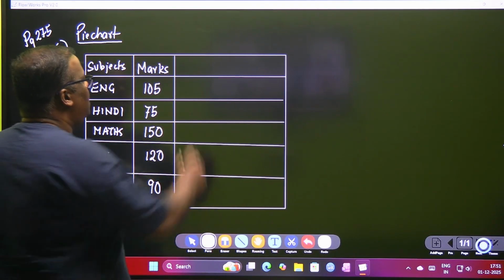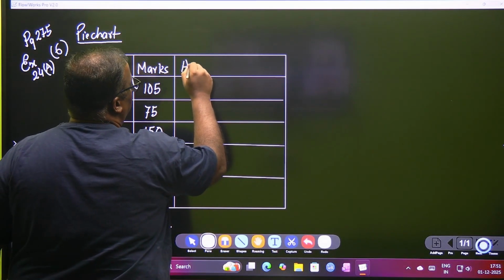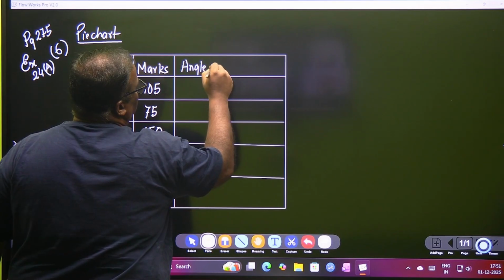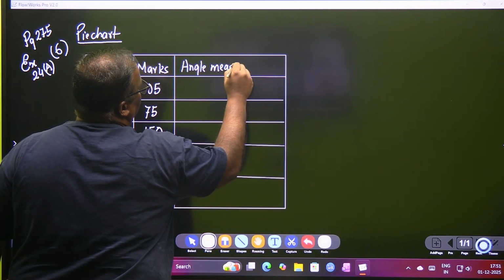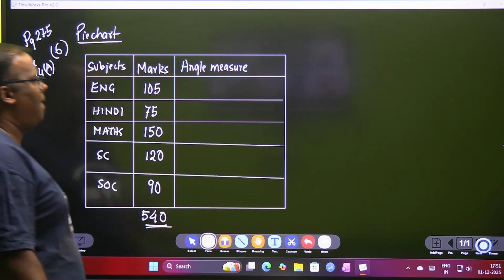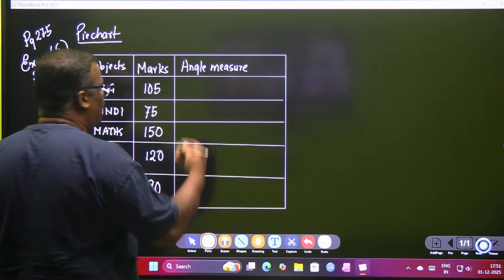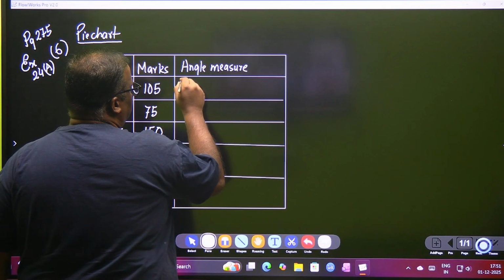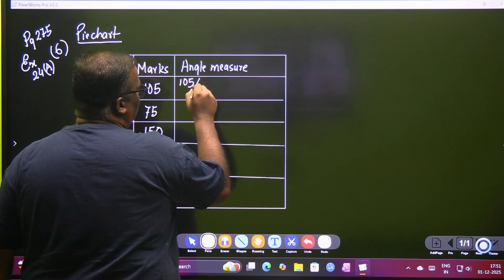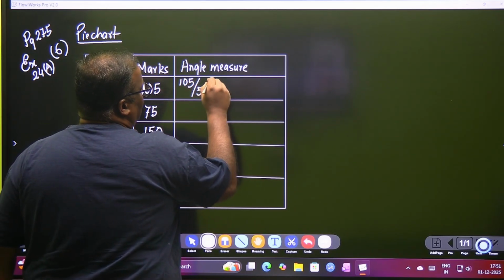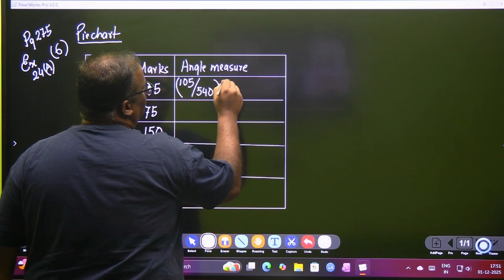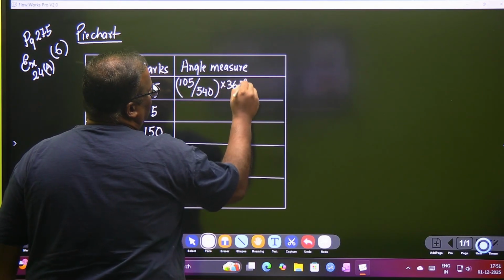Then we need the angle measure in order to calculate our angles. So how do we do the angles? The angles are a percentage of the total. So the first one will be 105 out of 540, and this will be multiplied by 360. Can you calculate this for me?